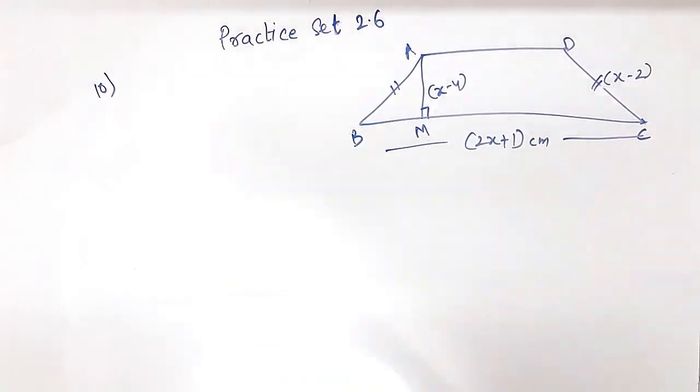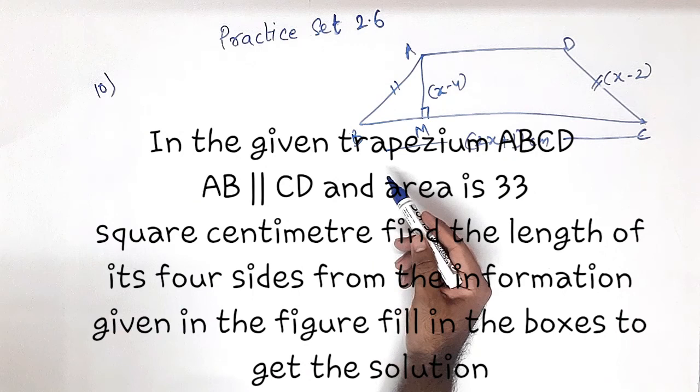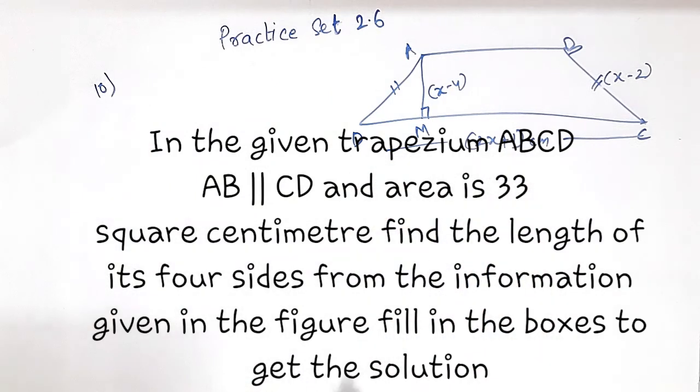Then coming to sum number 10, in the given trapezium ABCD, AB is parallel to CD, and the area is 33 centimeters square. Find the length of its four sides from the information given, and fill in the boxes to get the solution. Now instead of filling the boxes, I will show you the whole explanation of this sum.